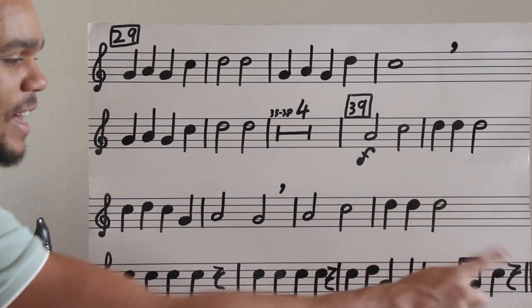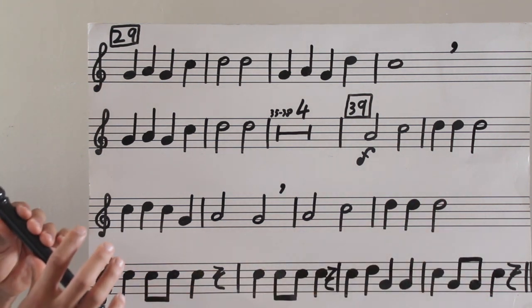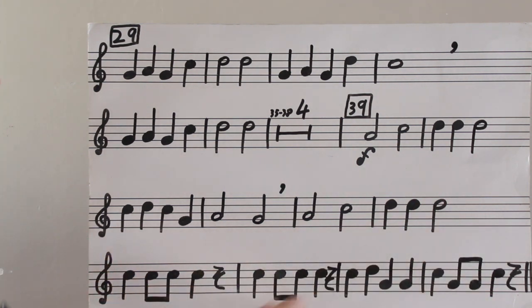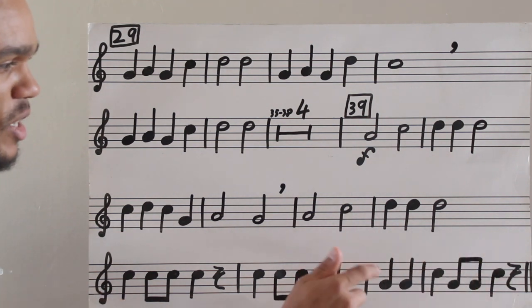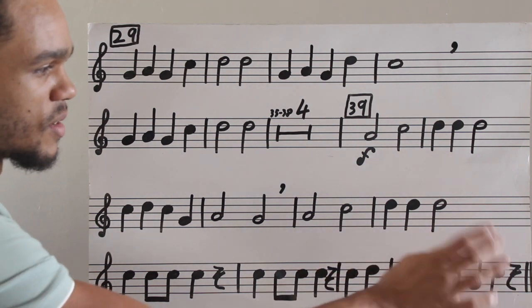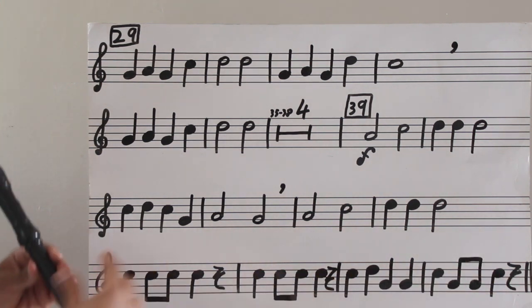Again, that last bar. Let's put the last 2 bars together. So C, D, G, G, C, G, G, C, rest. 3, go.